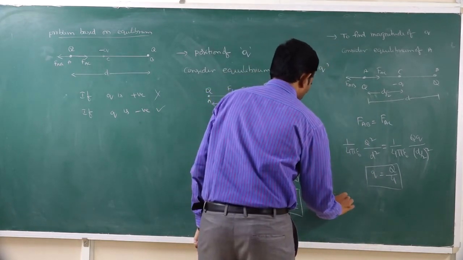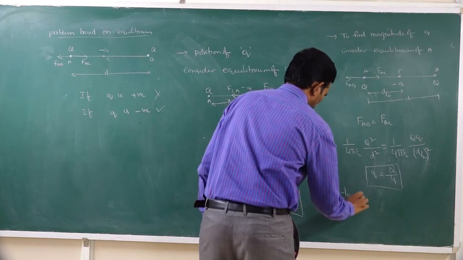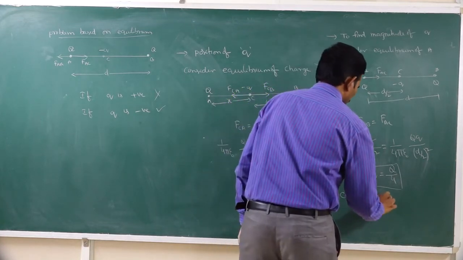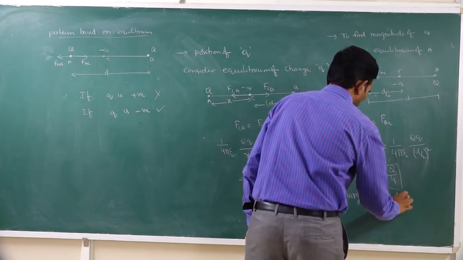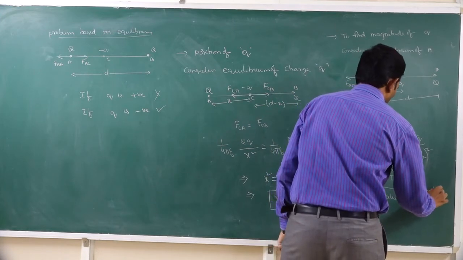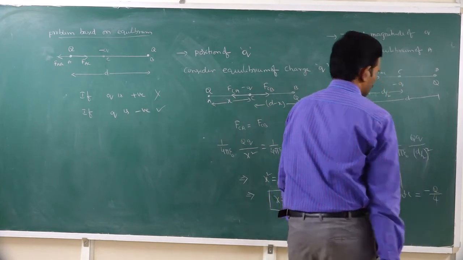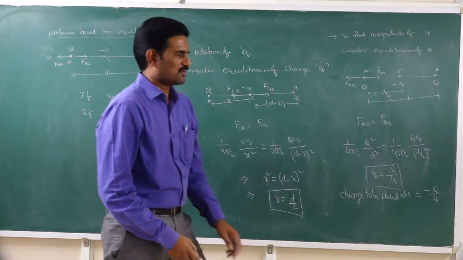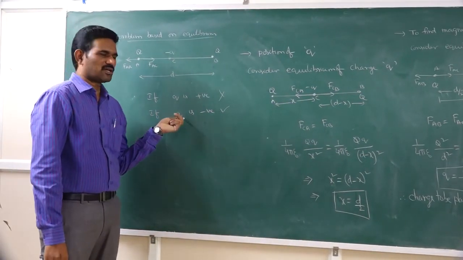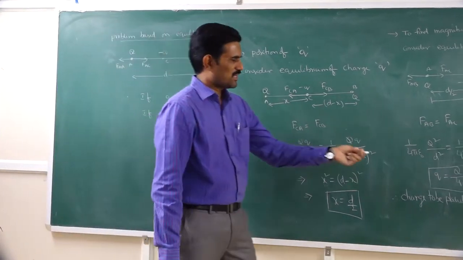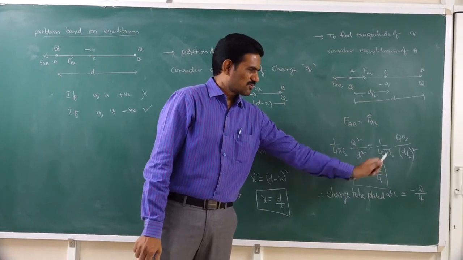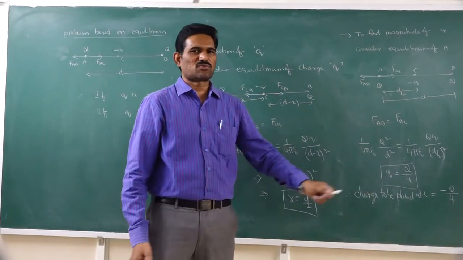Therefore the charge to be placed at C is minus Q by 4 we need to write. Why we are writing the minus sign? Because we already concluded in the beginning that the charge must be a negative charge. So here what we are calculating is only the magnitude of the charge, this Q by 4. So finally we should answer that the charge to be placed is minus Q by 4.